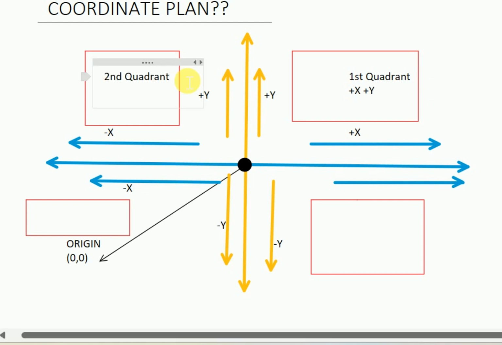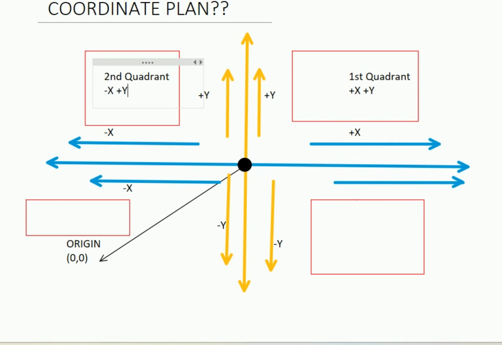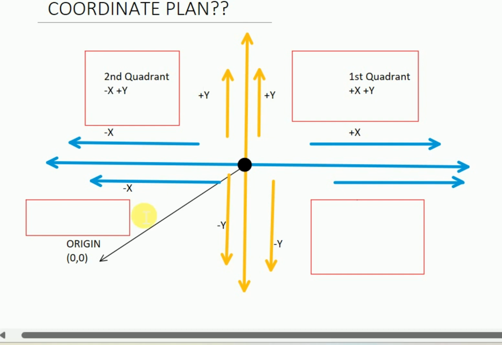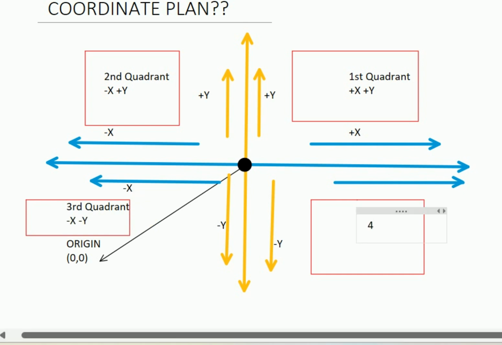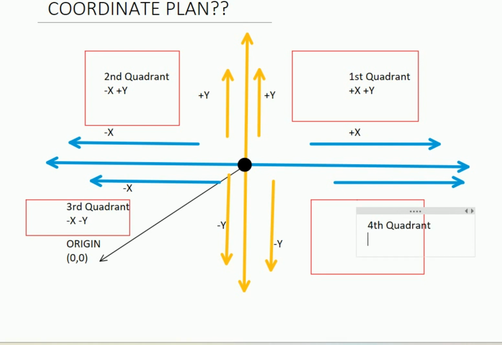All points in the first quadrant are on the right side of the y-axis, so they have positive x values. And all points in both the first and second quadrants are above the x-axis, so both have positive y values. But for the second quadrant, all points are on the left side of the y-axis, so here x values are negative. The third quadrant has negative y values for the same reason. So in the third, both x and y are negative.